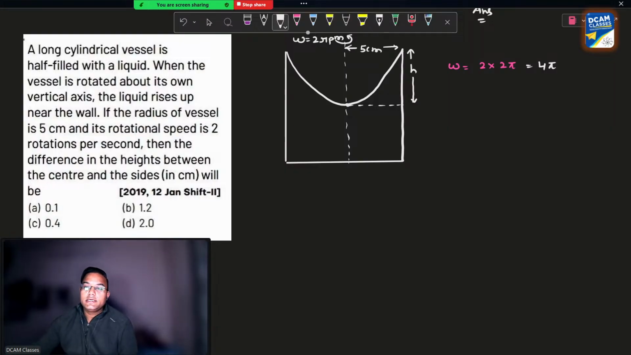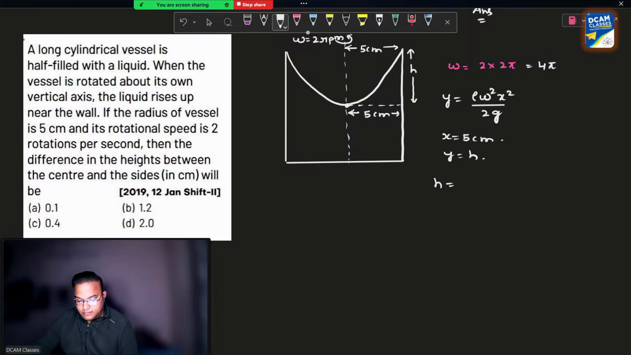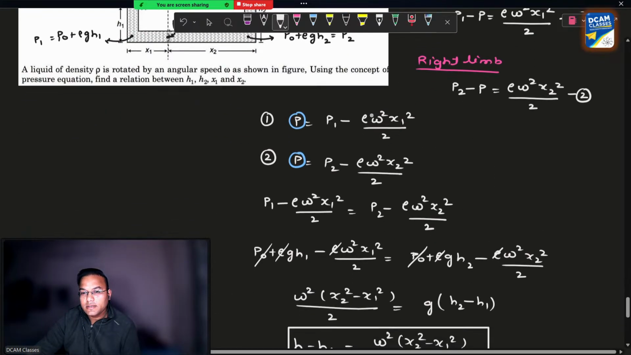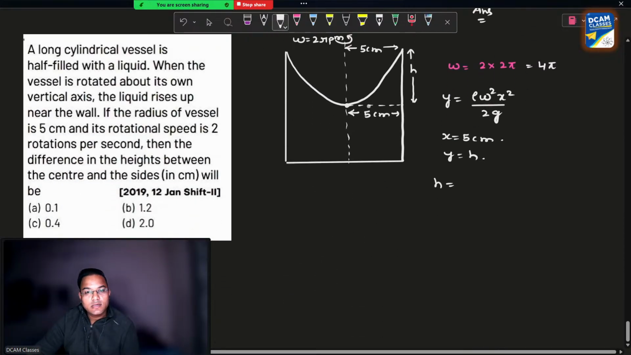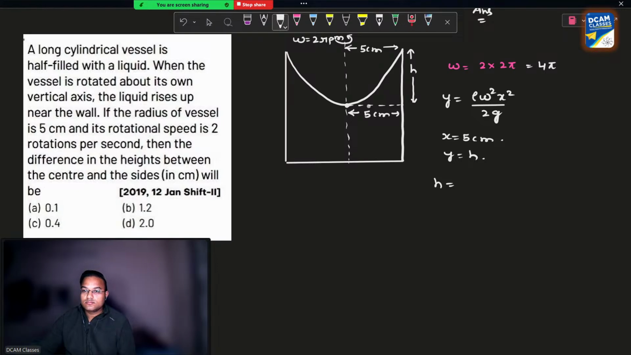So you know the relation is y is equal to omega square x square by 2g. But when we are taking from 0 to this length 5 centimeter, when x is 5 centimeter, y has to be the height h. So h will be equal to... the liquid's density is given? Rho is there or not? I think I wrote it, they haven't given it. I think we have to assume water. Rho will be 1.